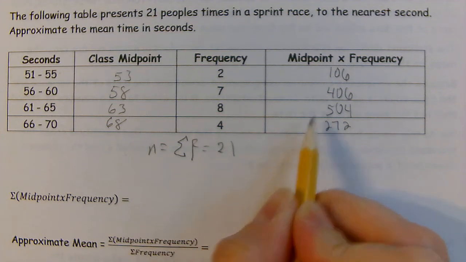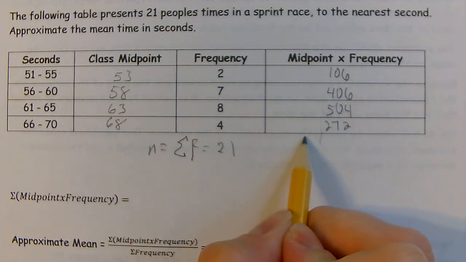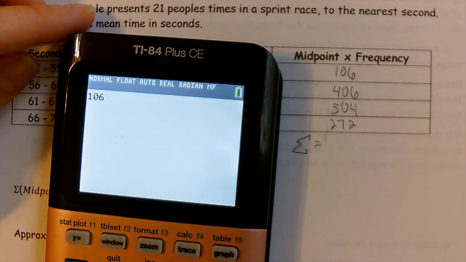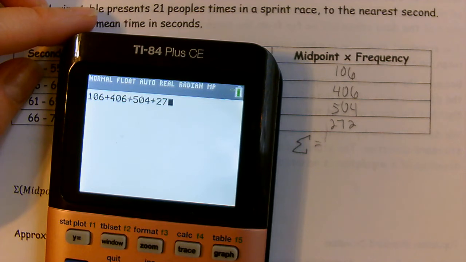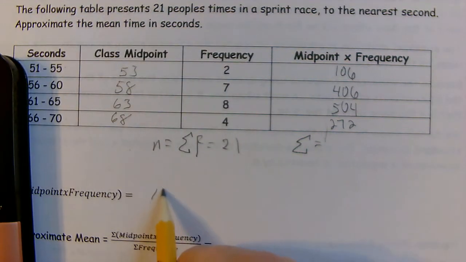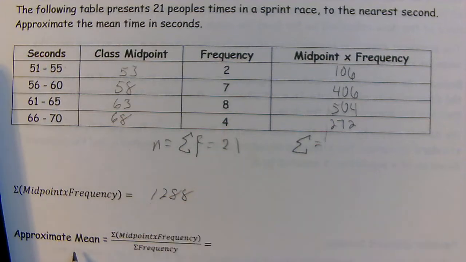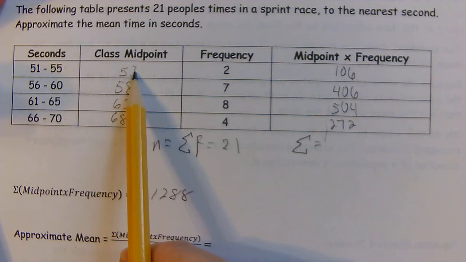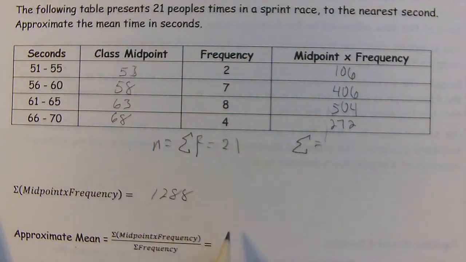And then the formula says I need to add this column up. The sum of that will go here. So the approximate mean, because it's not exact, because I don't know exactly each one of these seconds. I have just the midpoint to approximate it. So I take the sum of that column divided by the 21 total people.